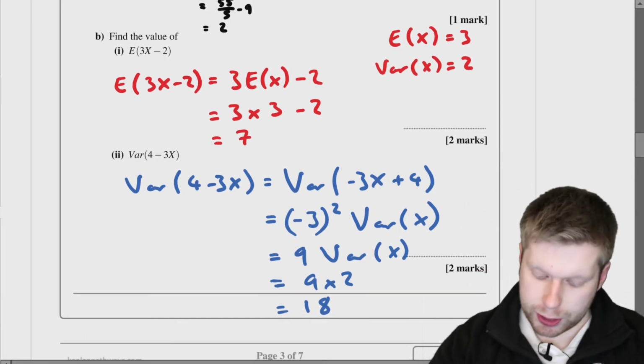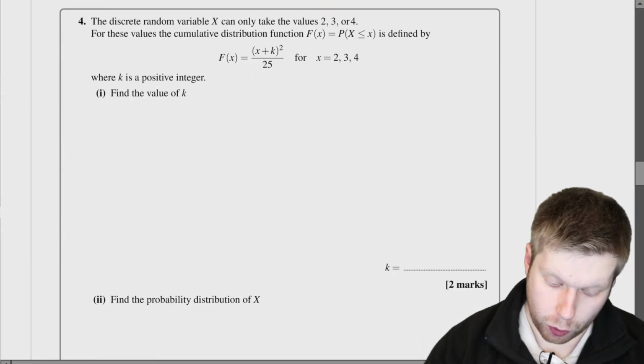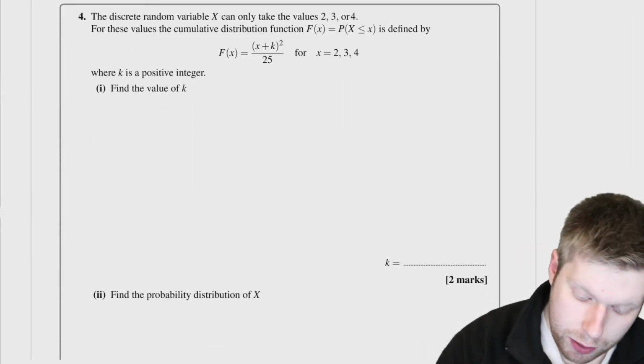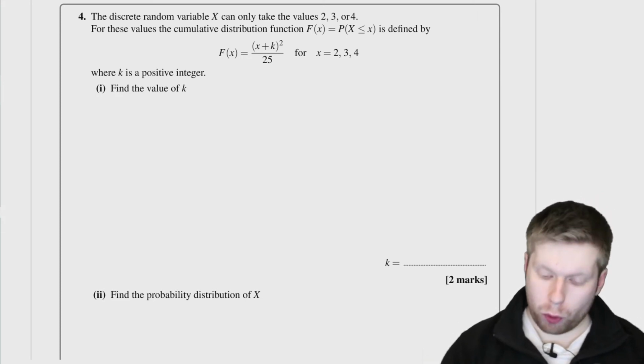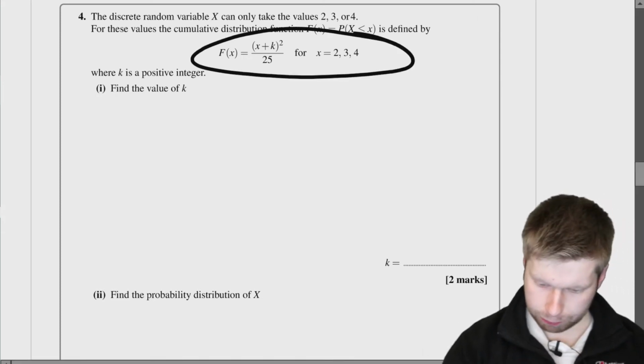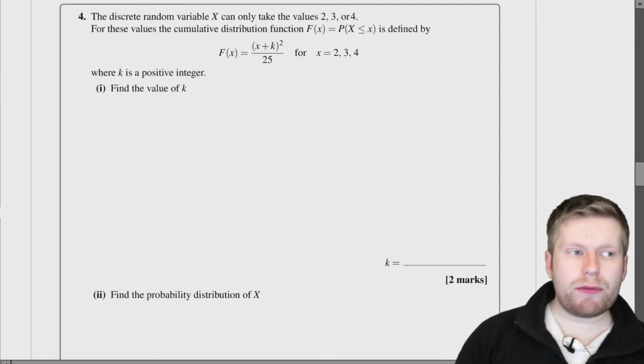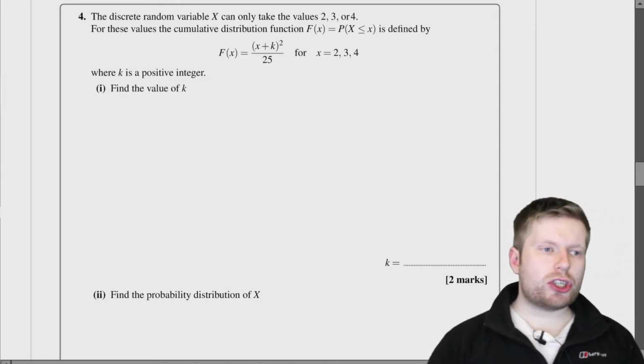So okay, let's move on to the next question then. So let's move on to question 4. So we've been given the discrete random variable x can only take the values 2, 3 or 4. And we're kind of given that here, I guess.